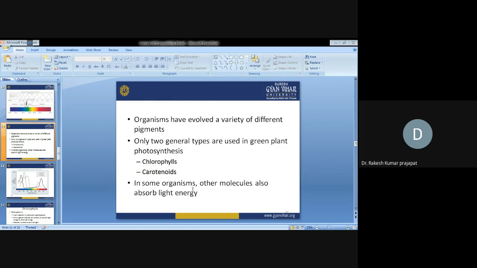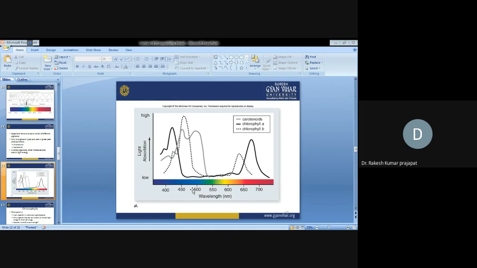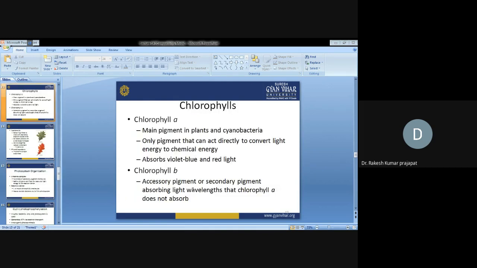Organisms have evolved a variety of different pigments. Only two general types are used in green plant photosynthesis: chlorophylls and carotenoids. In some organisms, other molecules also absorb the light energy. Chlorophyll a and chlorophyll b. Chlorophyll a is the main pigment in plants and cyanobacteria, the only pigment that can act directly to convert the light energy to chemical energy. It absorbs violet, blue, and red light.